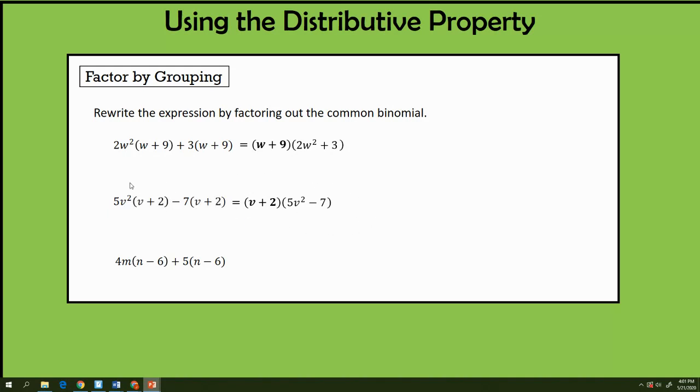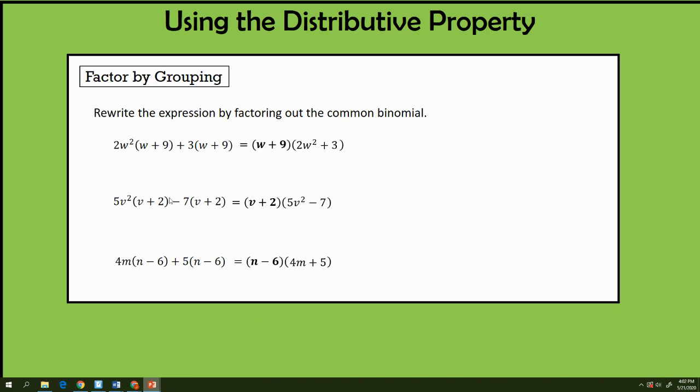This was two terms. Now it's one term, this times this. That makes it a single term. Okay, look at the last one here. It's 4m times the quantity n minus 6 plus 5 times the quantity n minus 6. What do these two have in common? They've got n minus 6 in common, a binomial. So we're actually going to factor that binomial out. We're going to take it out. What's left after we factor it out? 4m plus 5. Okay, that's how you factor by grouping.